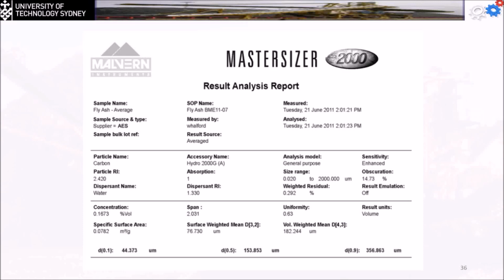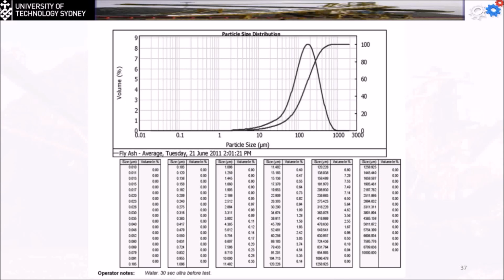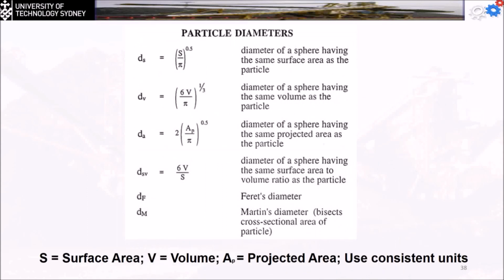And these are the equations for the particle diameters used by the device. But still, we can use this one. For example, the ds, which is the diameter of the sphere having the same surface area as the particle. The ds is going to be equal to the surface area divided by pi, up to the power half. And for the dv, which is the diameter of the sphere having the same volume as the particle, it's going to be 6 multiplied by the volume divided by pi, up to the power of the cubic root of 3. And the dA is the diameter of the sphere having the same projected area as the particle. We are going to have this equation, dCF, dF, and the dm.